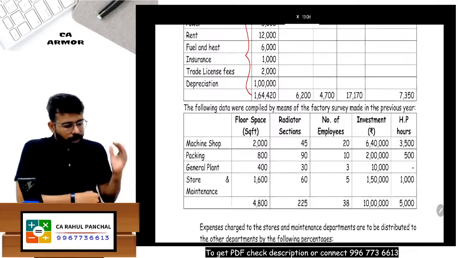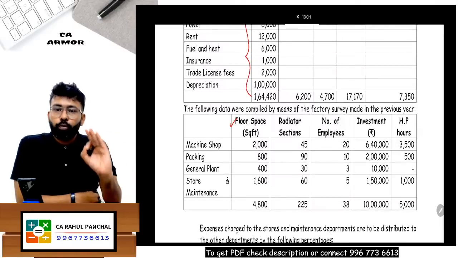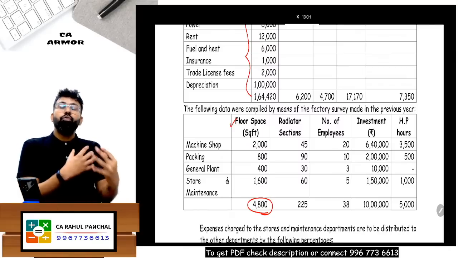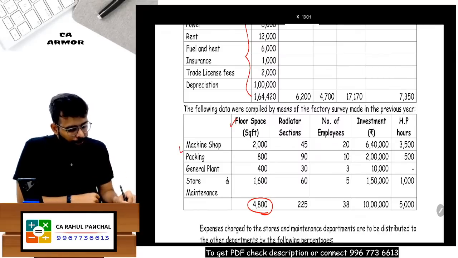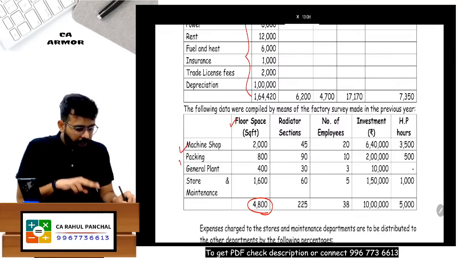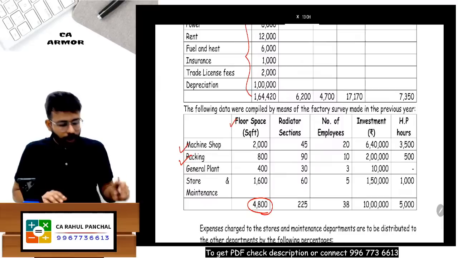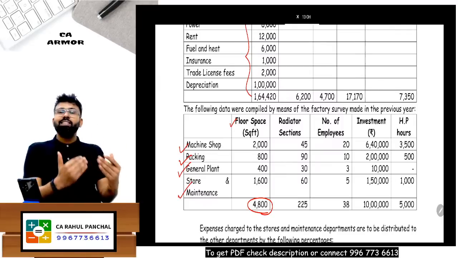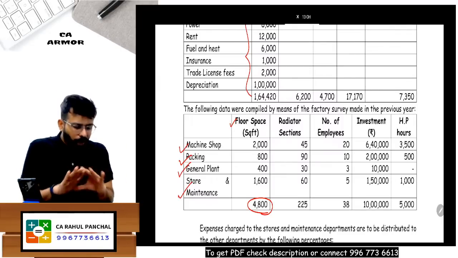Let us understand this. If I talk about floor space, the total area is 4,800. Out of 4,800, the machine shop has occupied 2000 square feet, packing shop has occupied 800 square feet, general plant has occupied 400 square feet, and then stores and maintenance 1600 square feet. What you will do is very easy.